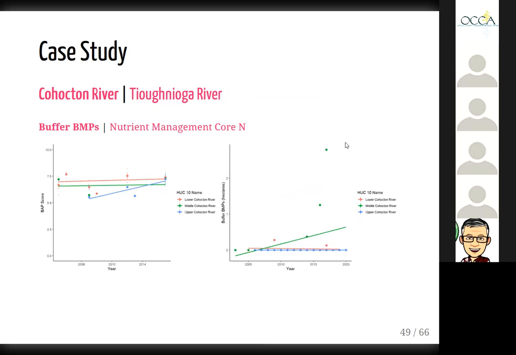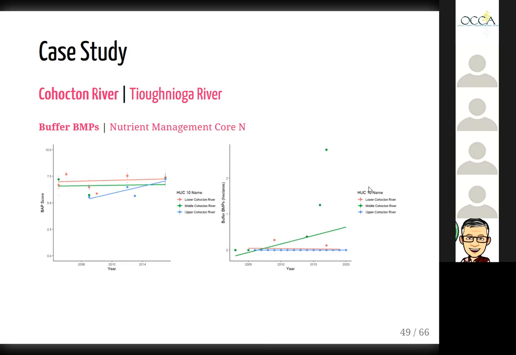So now we're going to show two case studies, right? So one is Conklin River, which is on the east side of this sub-watershed, and the Tioga River, which is on the west side. So the graph on the left is showing the changes in BMP separated out by the lower, middle, and upper river. And then the graph on the right is showing you the BMP implemented in those specific regions.